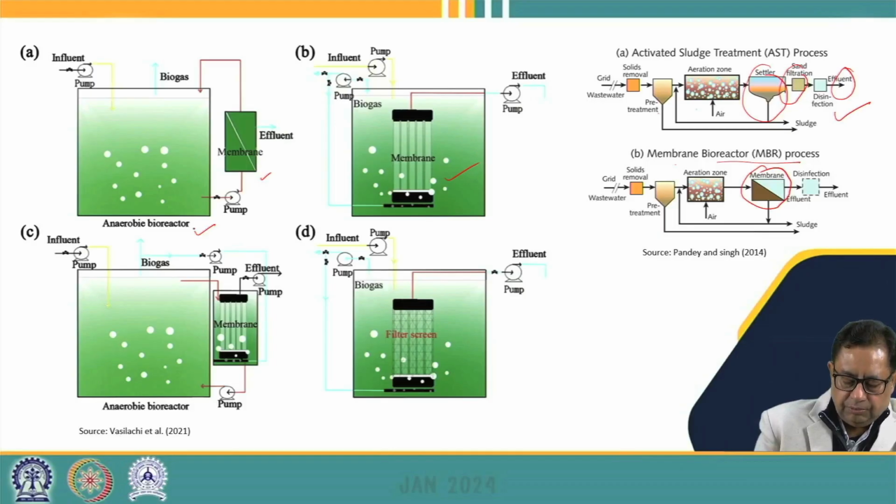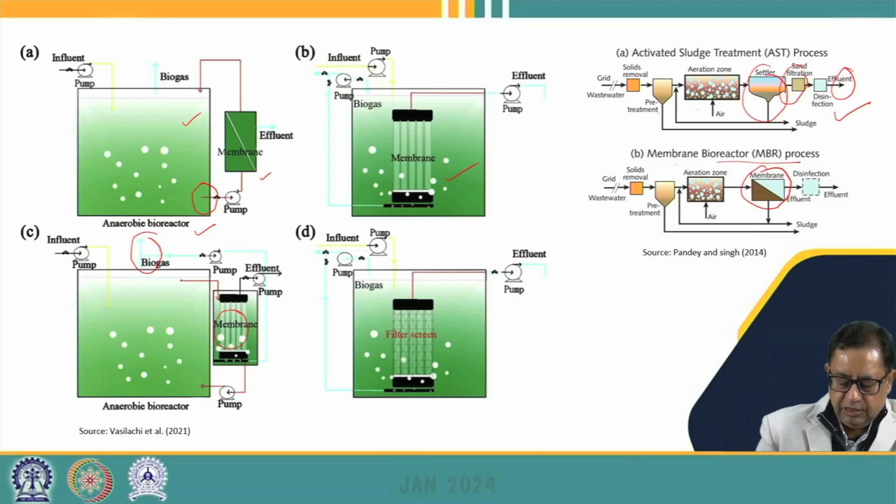So here what happens is that we can pump the wastewater from the anaerobic membrane bioreactor and pass it through the membrane, and then we can recycle our concentrate back to the reactor, whereas the effluent can be taken for the disposal process. Similarly, we can put this membrane outside, but we can also utilize the biogas that is generated from the anaerobic membrane bioreactor for purging the membrane so that the fouling can be reduced.